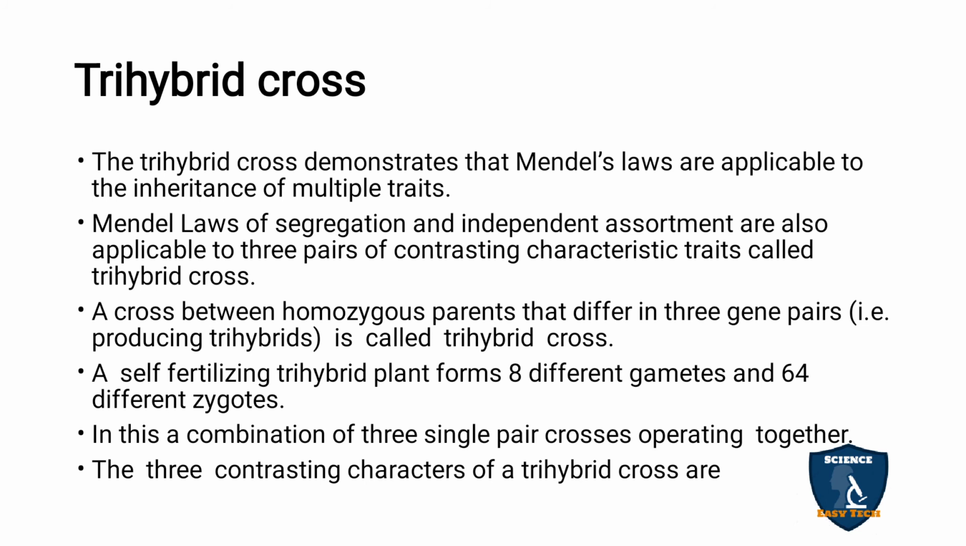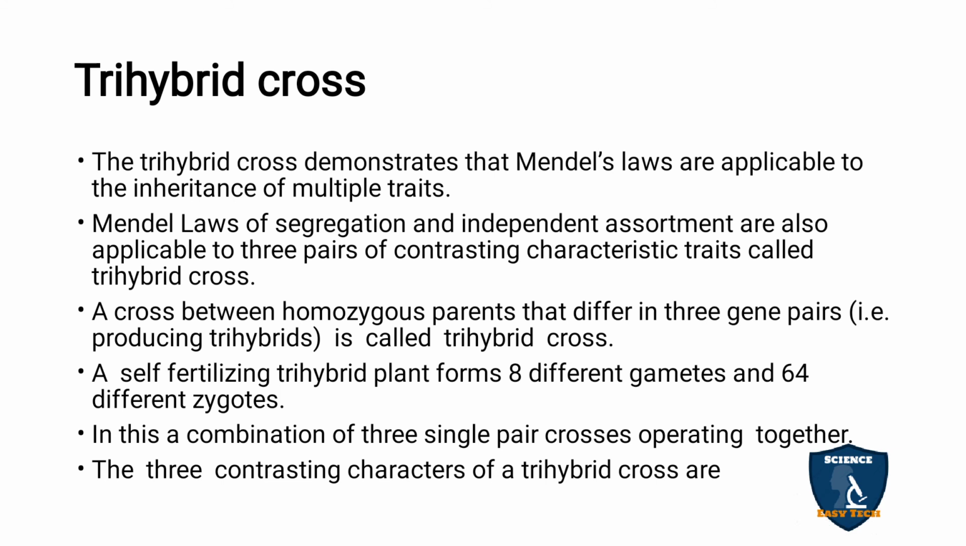Trihybrid cross. In monohybrid, a single character; in dihybrid, 2 characters; here you are going to take 3 characters. So the 3 characters will help in the multiple traits of inheritance. The law of segregation and independent assortment is applicable, and homozygous parents are involved. So how many gametes will be produced? 8 gametes and 64 different zygotes are produced.